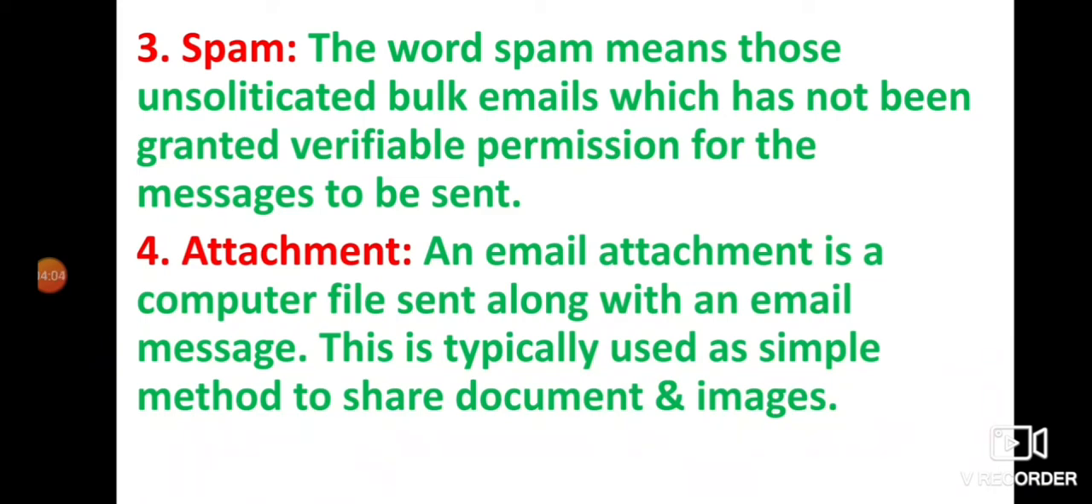Next is attachment. An email attachment is a computer file sent along with an email message. We have a facility of an attachment in an email message. We can send an attachment with our email message. Through this attachment, we can share documents as well as images.